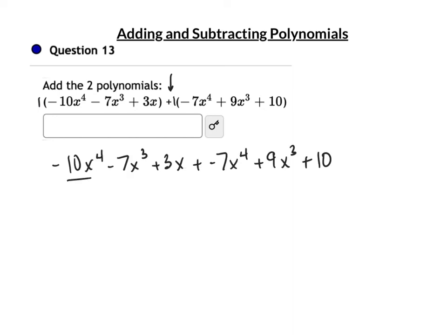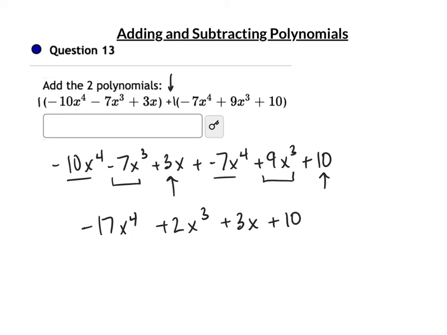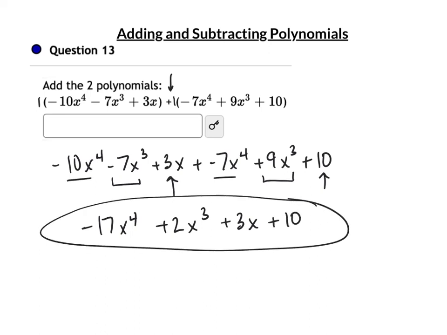Negative 10x to the 4th and negative 7x to the 4th. When I add those, make negative 17x to the 4th. Powers don't change when you add and subtract. Negative 7x cubed and positive 9x cubed make positive 2x cubed. Then I have this 3x here that I can't add to anything. There are no like terms that can be combined with the 3x. And I have this positive 10, and there's no other numbers, no constants, we'd call them, that I can combine with the 10. So that will go at the end. This is in standard form, and this would be your answer.